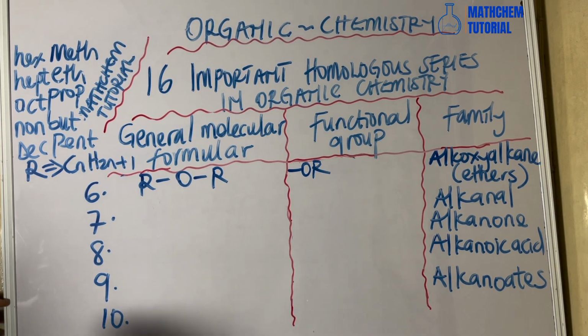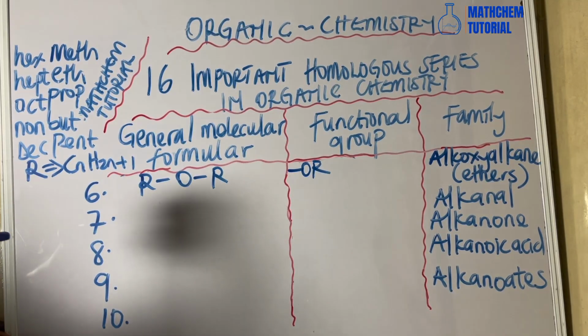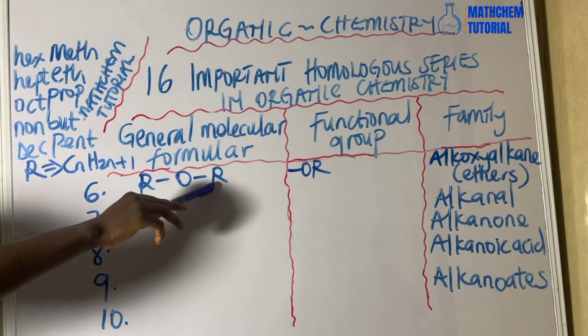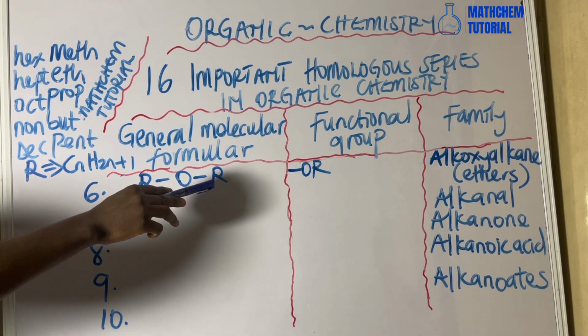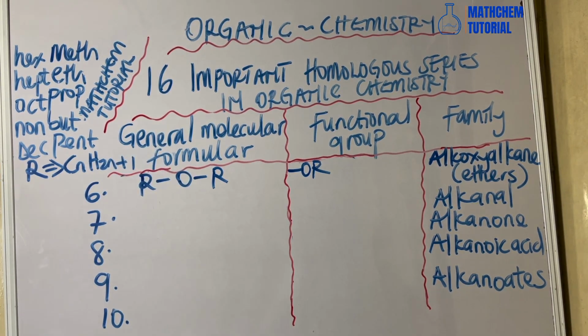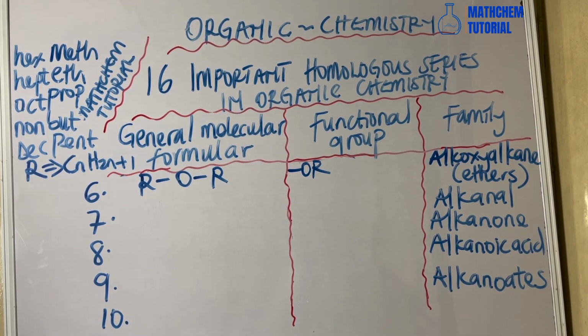You will name it as ethyl methoxide. If you start from the front one first, by saying ethyl methoxide, it's going to end with oxide because of the presence of oxygen. So take note of that. That is ether.